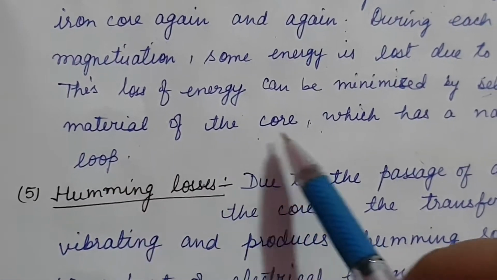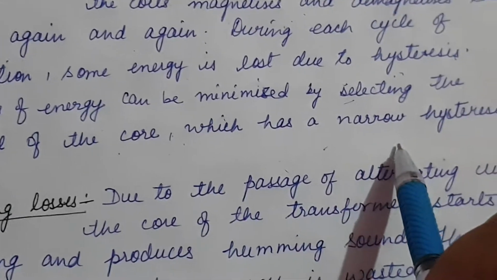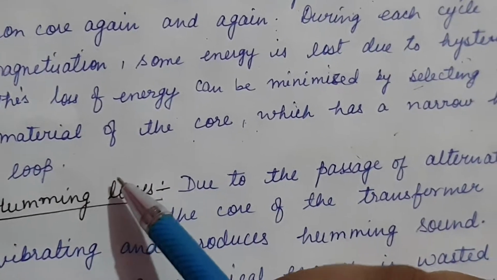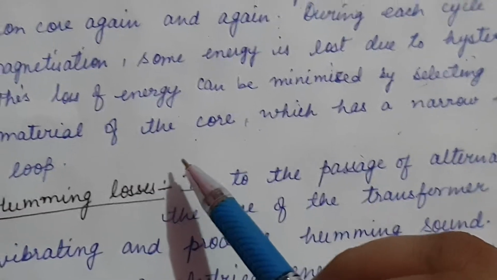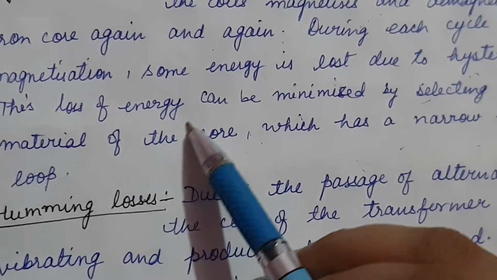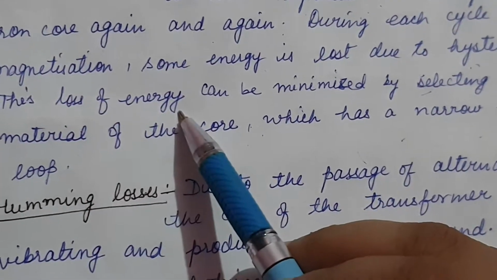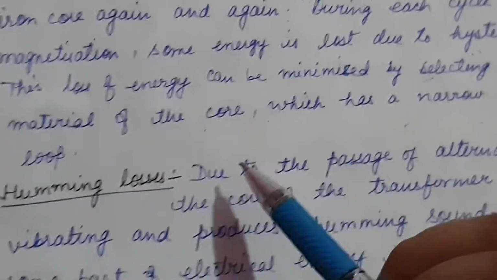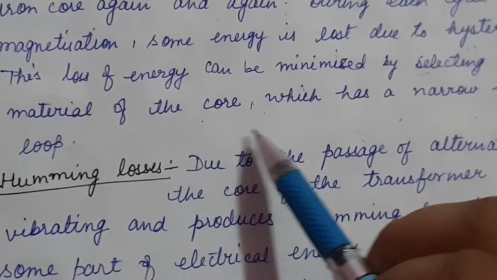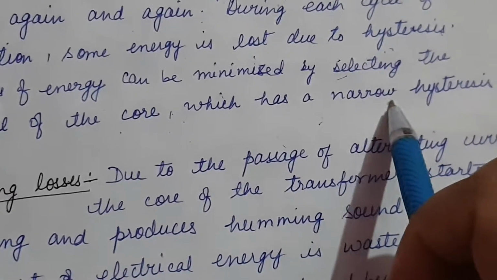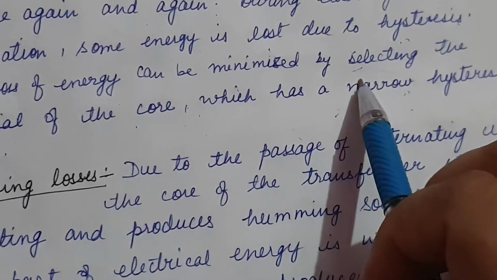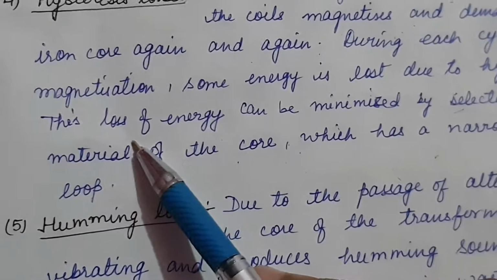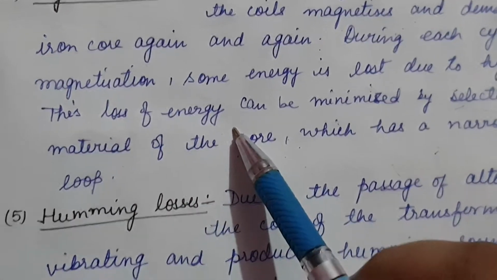We can choose a material for which the hysteresis loop is very narrow, because we know that the loss of energy in case of hysteresis is equal to the area of the loop. So we will use such a material for which the hysteresis loop is narrow, that's why the area will be small, so less loss of energy will be there.